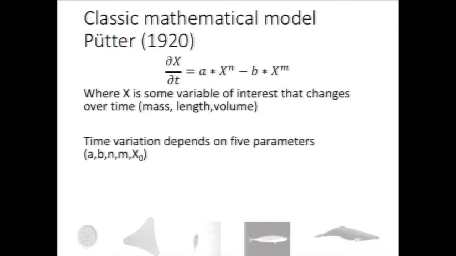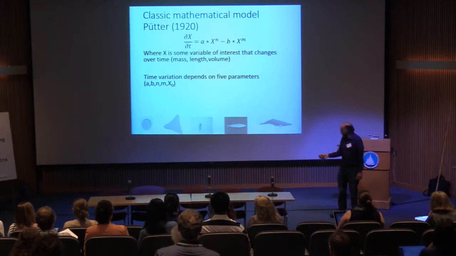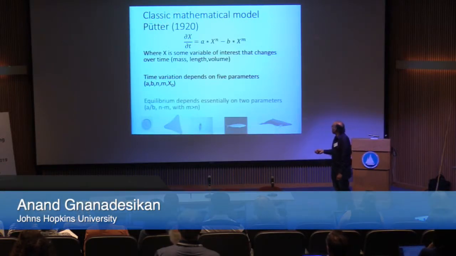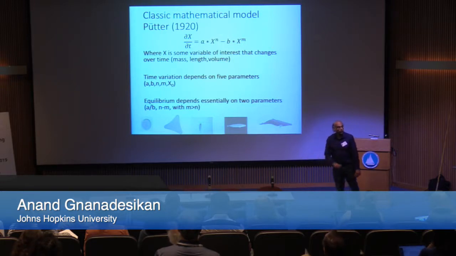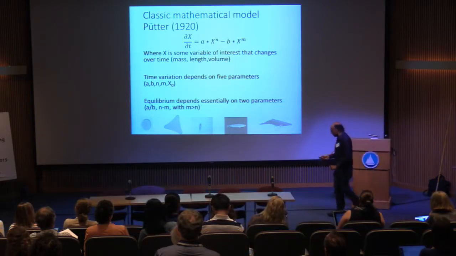Now, if we look at this, the time variation at any given trajectory is actually going to depend on 5 parameters. It's going to depend on A, B, N, M, and the initial value of X. But the equilibrium is much simpler and only depends on the ratio of A and B and the difference of N and M. So it's actually a 2-parameter system in the equilibrium. And that gives you a way of significantly reducing your complexity.